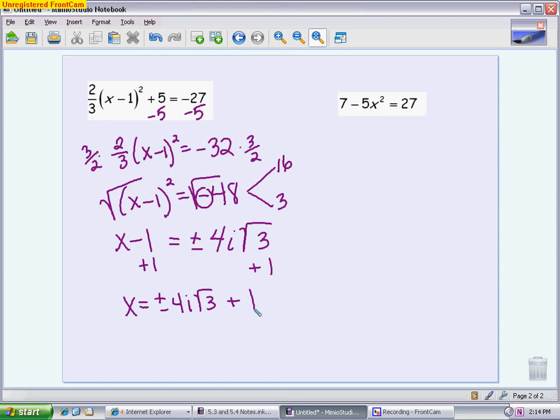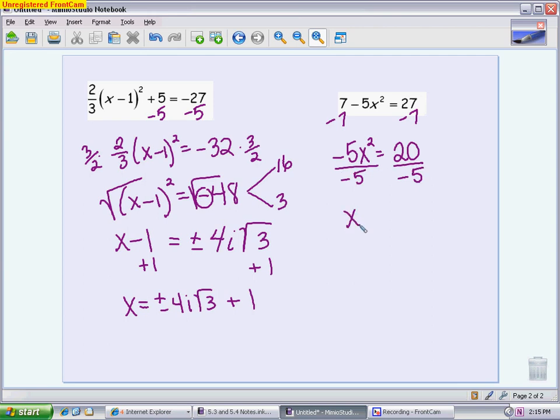I have one more I'm going to go over, and then I will have covered every type of combination that you could see when it comes to solving. This one's more like the first one we did. We just have an x squared, so we need to isolate that x squared. First thing I'm going to do is get rid of the 7 by subtracting it to both sides. So I get negative 5x squared equals 20. Then I'm going to divide by negative 5 to get the x squared by itself.